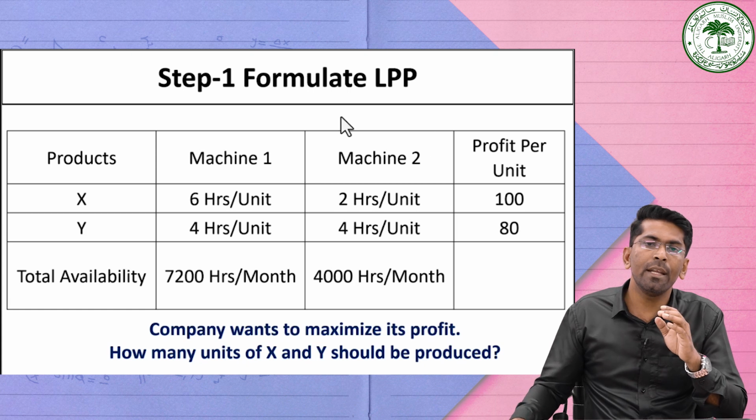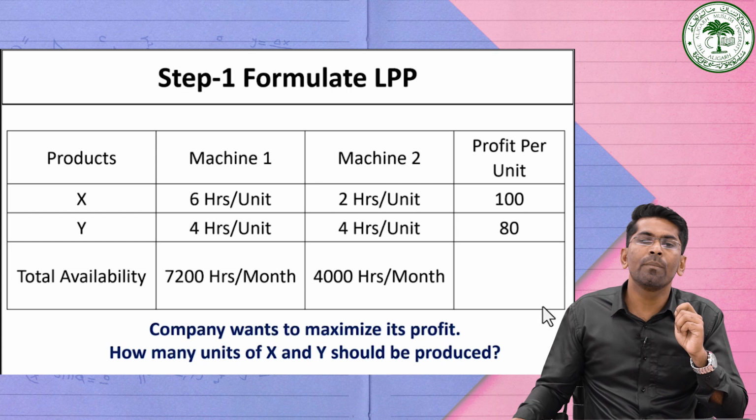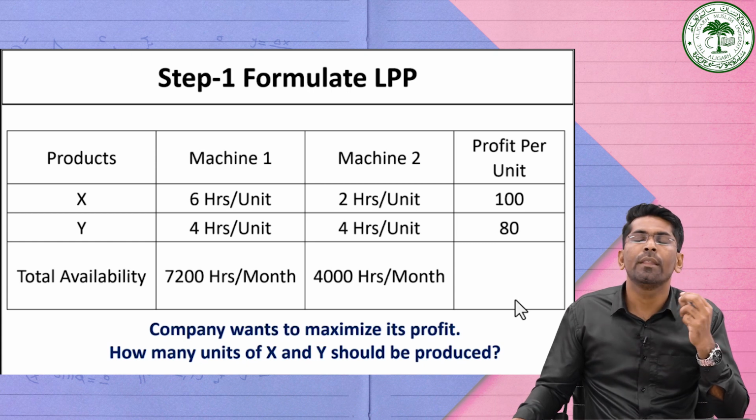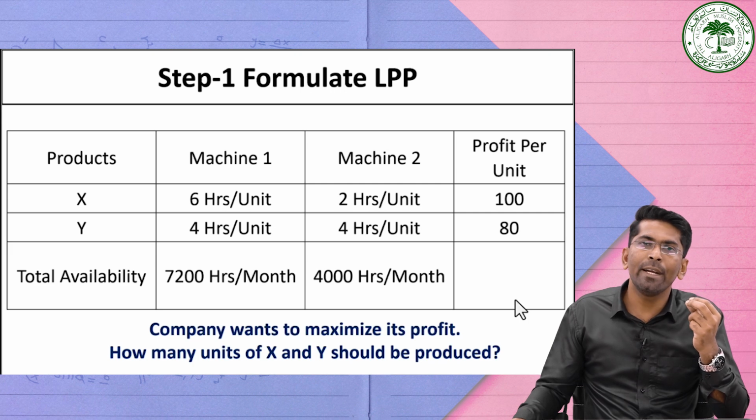This is the entire information given in the problem, and by using this particular table, we have to identify what our decision variables are and what our objective function is. Then after that, we have to identify what the constraints are. Then after that, we go for the non-negativity constraints of the variables.